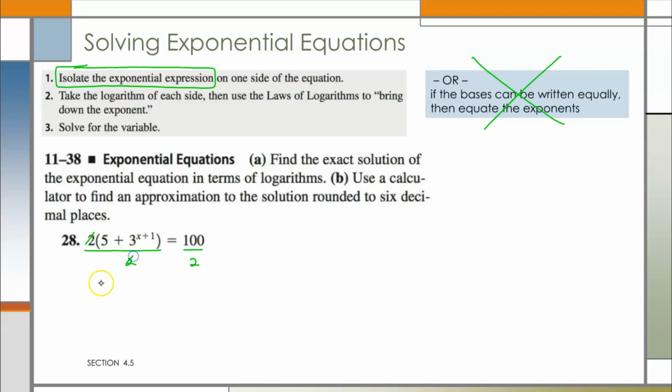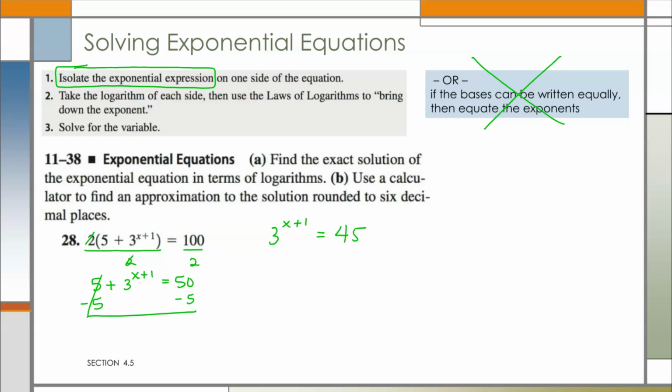If we divide by 2, we get 5 plus 3 to the x plus 1. 100 divided by 2 is going to be 50. Now we're going to subtract both sides by 5, and so that gives us 3 to the x plus 1 is equal to 45.